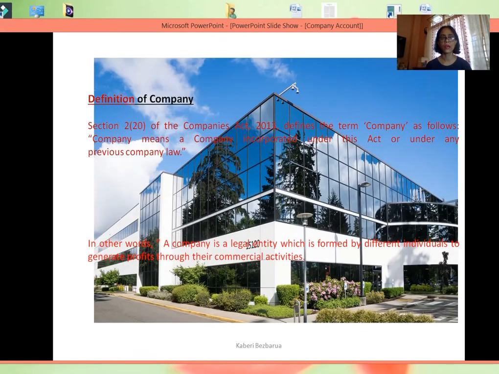Now when we say a company, we will be talking everything in this chapter as per your Companies Act of 2013. It defines a company as a company which is incorporated under this act or any other previous law. Now, in a layman's language, a company is a legal entity which is formed by different individuals to generate profit by carrying on their commercial activities.